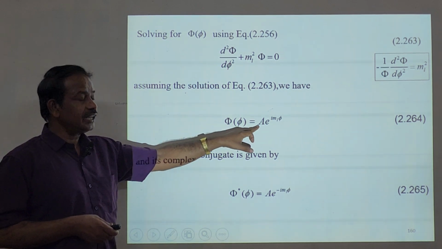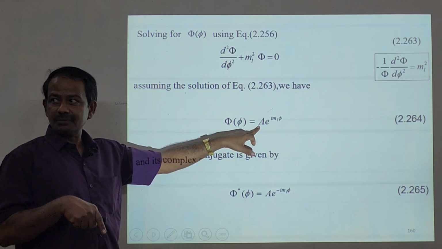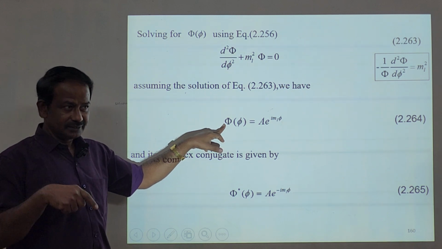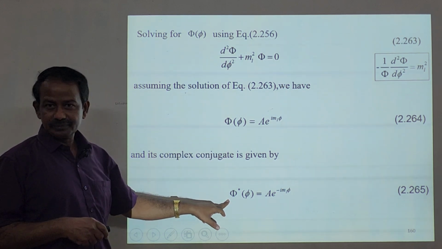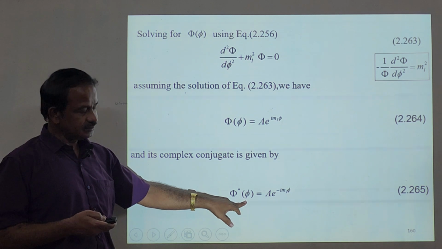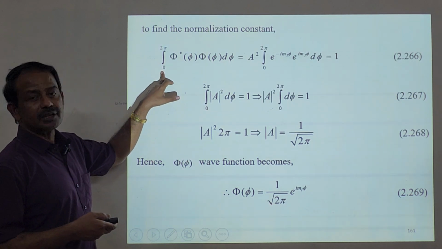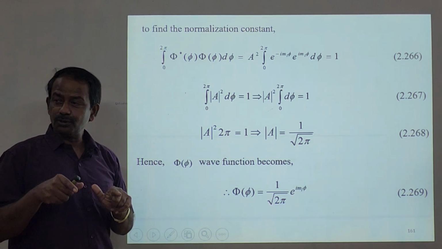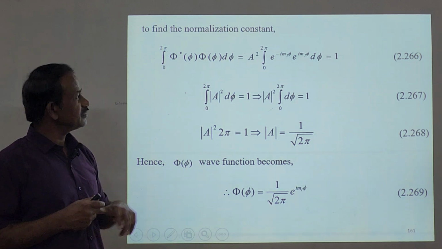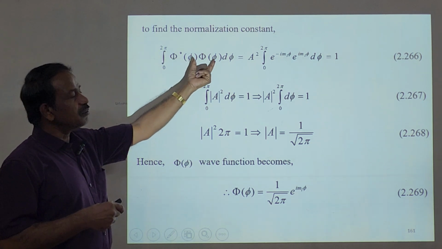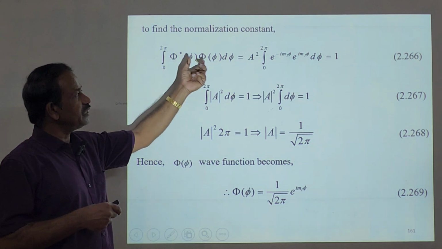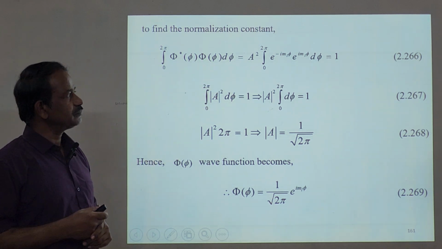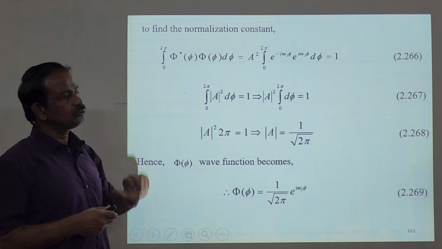Just take the complex conjugate. A is a constant, so we will have to get the value of the normalization constant. For that, we will have to use the normalization procedure. The complex conjugate is given by this equation. As usual, this is a procedure we know already. Phi goes from 0 to 2 pi. The normalized function multiplied by its complex conjugate d tau. Here it is d phi, so the d phi limit will be 0 to 2 pi.